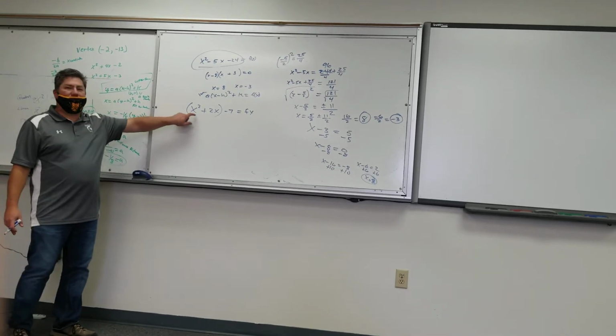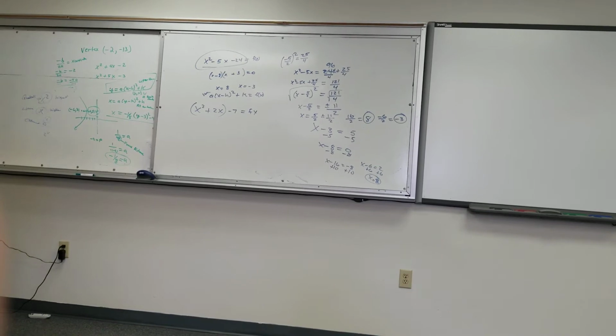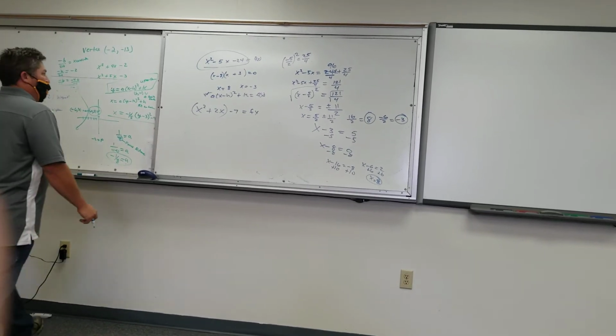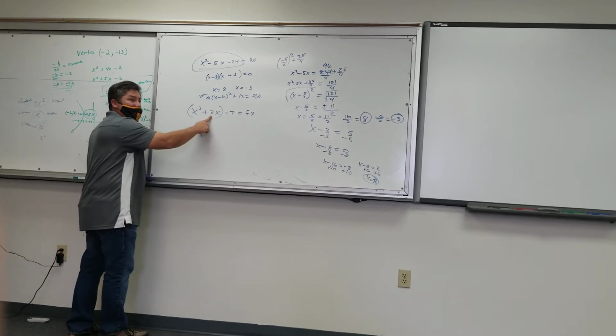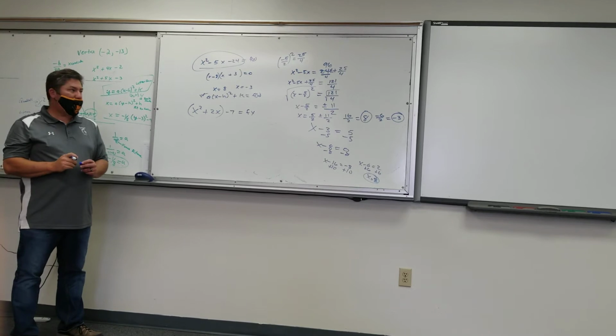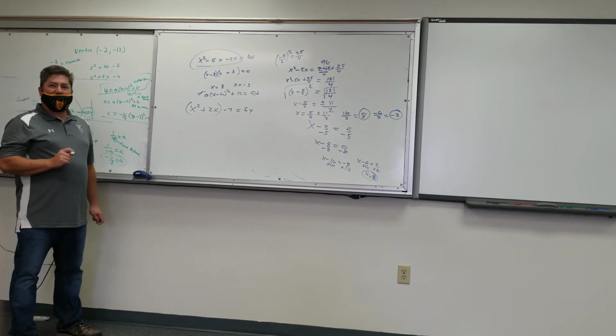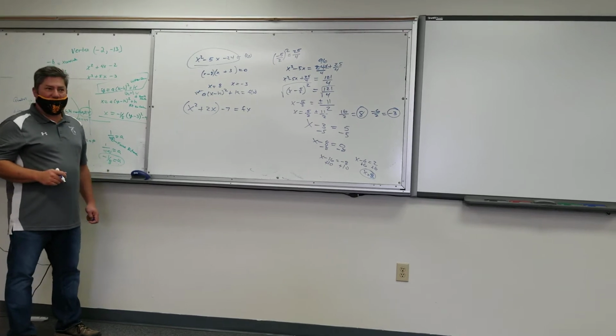I'm going to change this to vertex form by completing the square. That's what this is called that I'm doing. Now, how did I complete the square? Think about what I did right here. I took half of the linear coefficient. This is what you want to write in your notes. These are the steps to completing the square. Okay? Always take half of the linear coefficient.